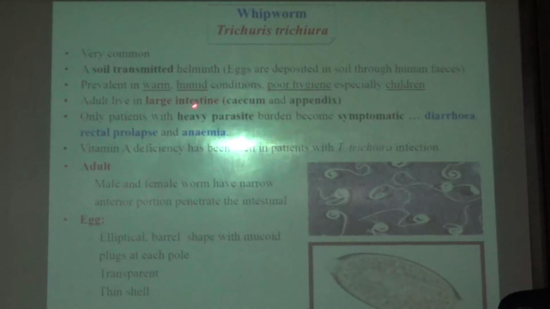Again here, as you can see, it lives in the large intestine. It may lead to some complications when there is a heavy parasite load, that is, a large number of parasites, leading to diarrhea, rectal prolapse and anemia. It has this typical egg appearance. As you can see, there are two plugs at the ends, elliptical, barrel shaped with mucoid plugs. So these are basically mucoid plugs, and you can remember this typical shape for Trichuris trichiura. The adult looks like this, whipworm.